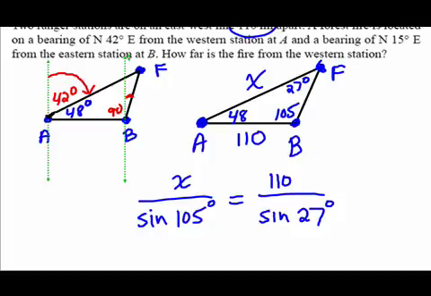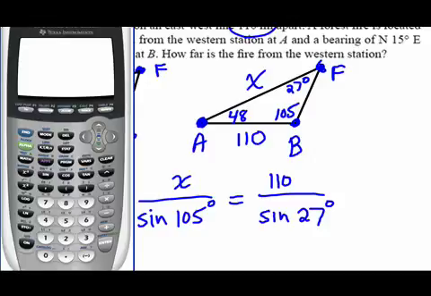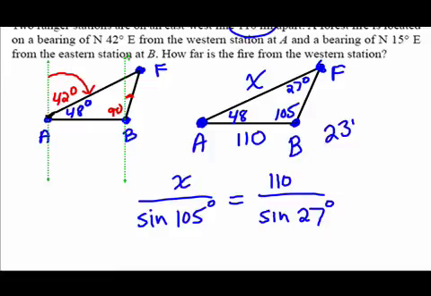So to find x, we'll take 110 times the sine of 105, and divide that by the sine of 27. Times sine of 105. And we'll take all of that and divide it by sine of 27. 234.04, and in this case, that would be miles.